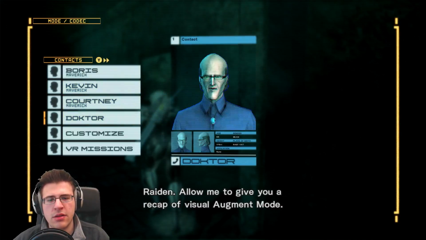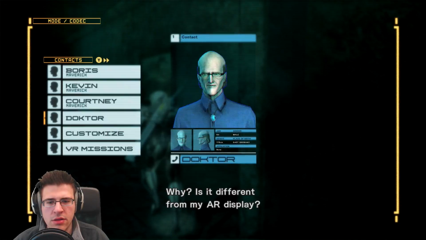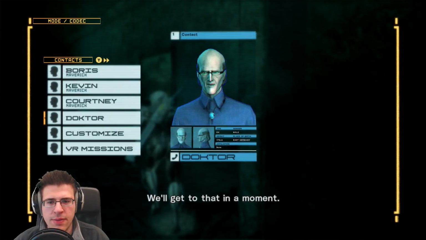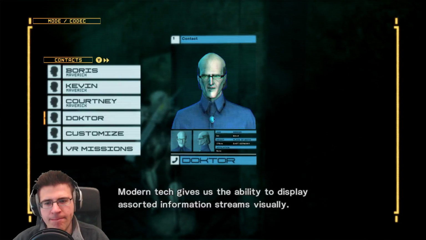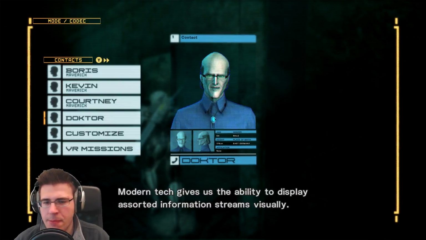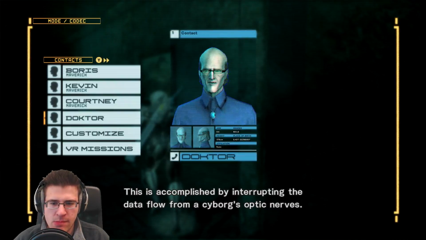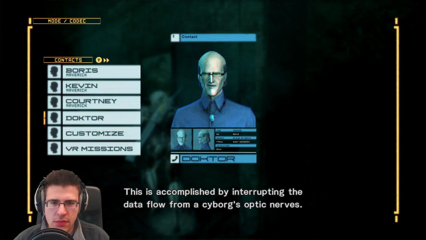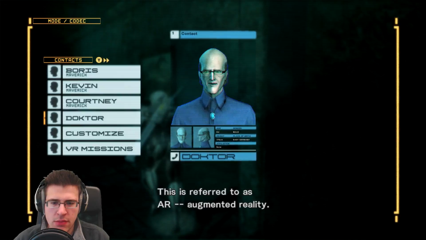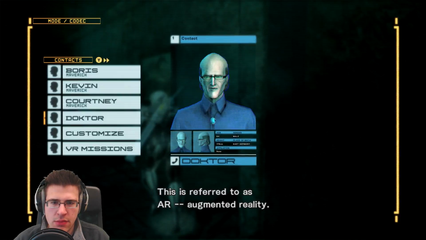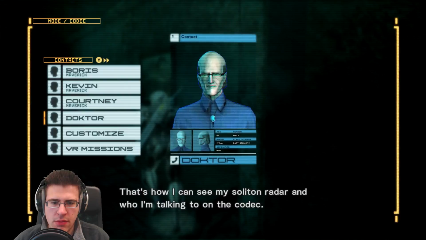Right then. Allow me to give you a recap of visual augment mode. Why? Is it different from my AR display? We'll get to that in a moment. Modern tech gives us the ability to display assorted information streams visually. This is accomplished by interrupting the data flow from a cyborg's optic nerves. This is referred to as AR, augmented reality. That's how I can see my Soliton radar and who I'm talking to on the codec.